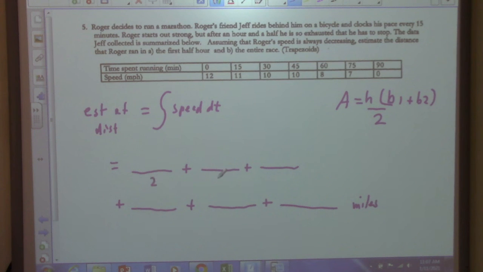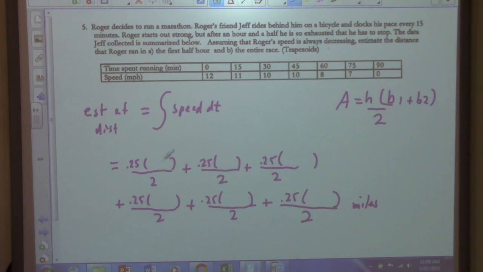By the way, trapezoids are all divided by 2, right? What's going to be the width of each of these intervals? How many hours? 0.25. So it's going to be 0.25 for all of these: 0.25, 0.25, 0.25, and 0.25.